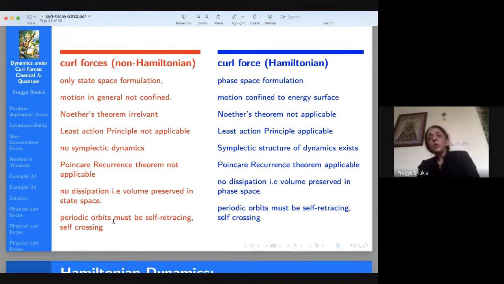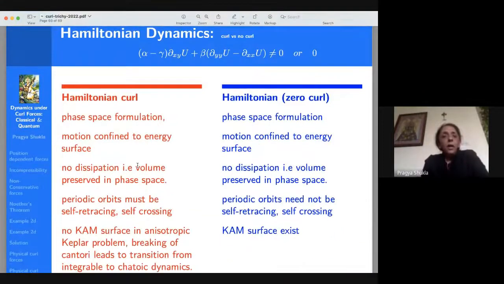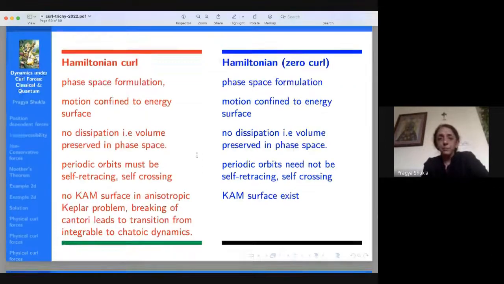So this was the curl force non-Hamiltonian, when you don't have a Hamiltonian formulation, and curl force Hamiltonian when you have a Hamiltonian formulation. Next is Hamiltonian with non-zero curl of force versus zero curl of force. Hamiltonian in both cases, but here the curl of the force is not zero, and here the curl of the force is zero.